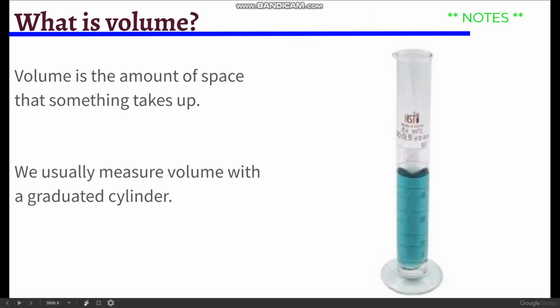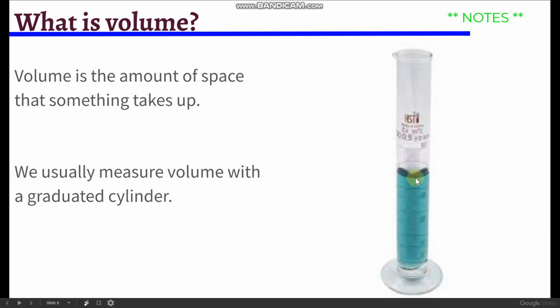Okay, so what is volume? Volume is the amount of space that something takes up, and we usually measure volume with a graduated cylinder in science. There's other ways to measure volume. Sometimes we use things like a buret or a pipette. Usually it's with a graduated cylinder, though. And so, here, let's talk about how you use a graduated cylinder to measure volume.